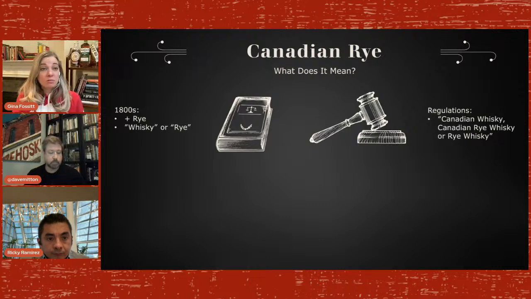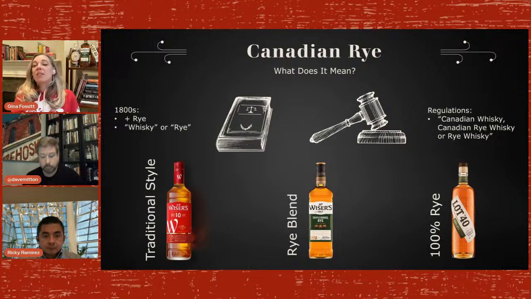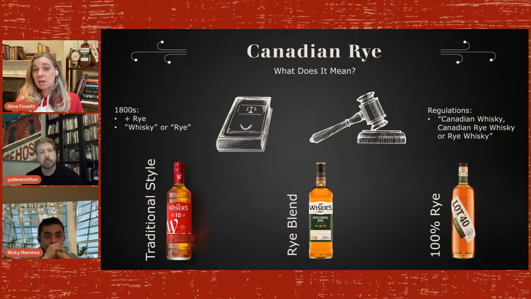The regulations, though, rye is such a big component that it is titled Canadian whiskey, Canadian rye whiskey, or rye whiskey. Rye is stated twice. And there are so many different styles. That traditional style of Canadian whiskey, mostly corn today, a little bit of rye, that's J.P. Wiser's 10, which we tasted in week 1. That's a traditional style of Canadian whiskey. It could also be called a rye in Canada.